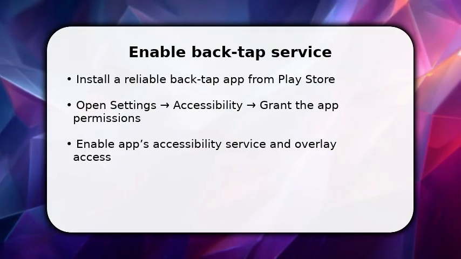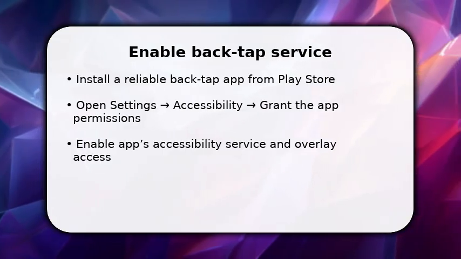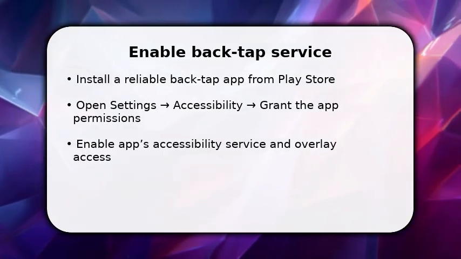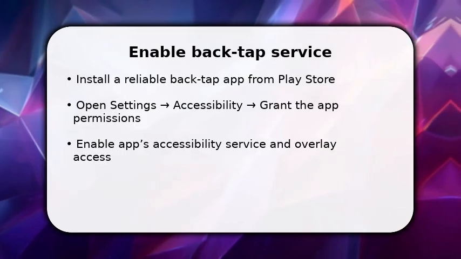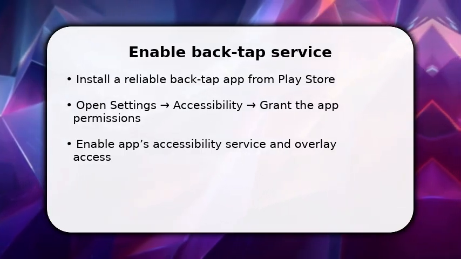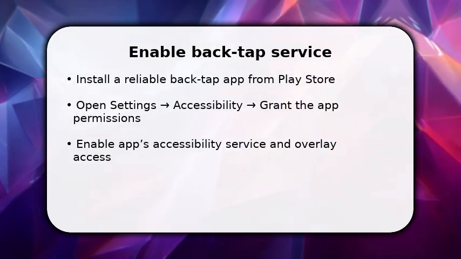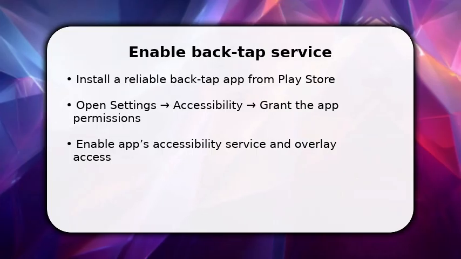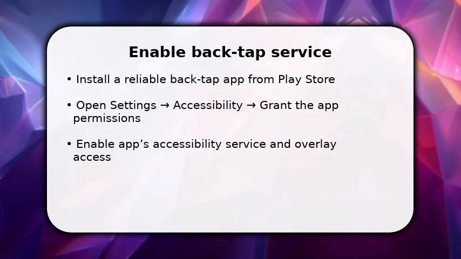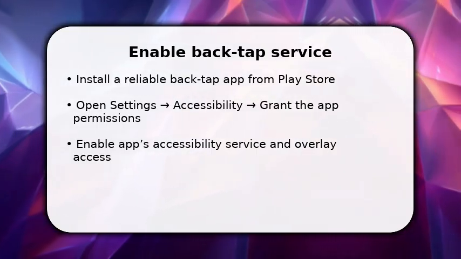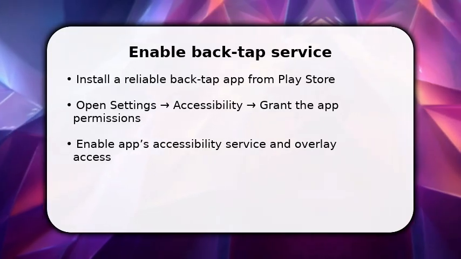You start by installing a back tap tool that exposes an accessibility action for screenshots. Once installed, open the app and follow its onboarding to request accessibility and display over other apps permissions. You must allow both. Next, in Settings > Accessibility, confirm the app service is turned on so it can monitor taps on the rear.